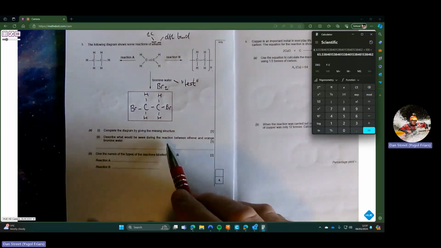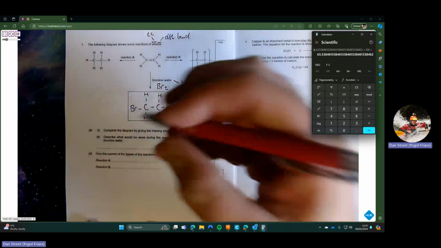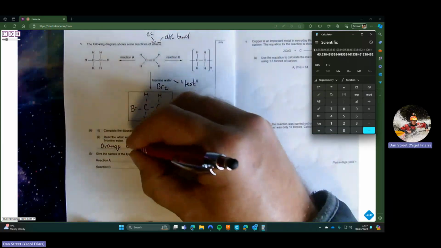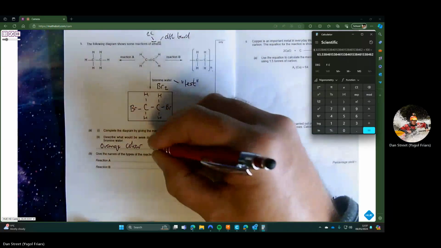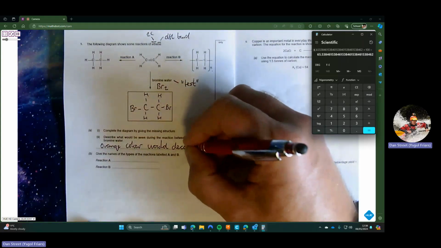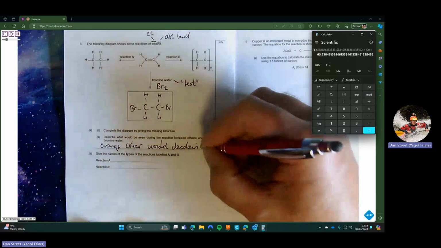Describe what would be seen during the reaction between ethene and orange bromine water. So the orange colour would decolorize, which is the technical term, decolorize.